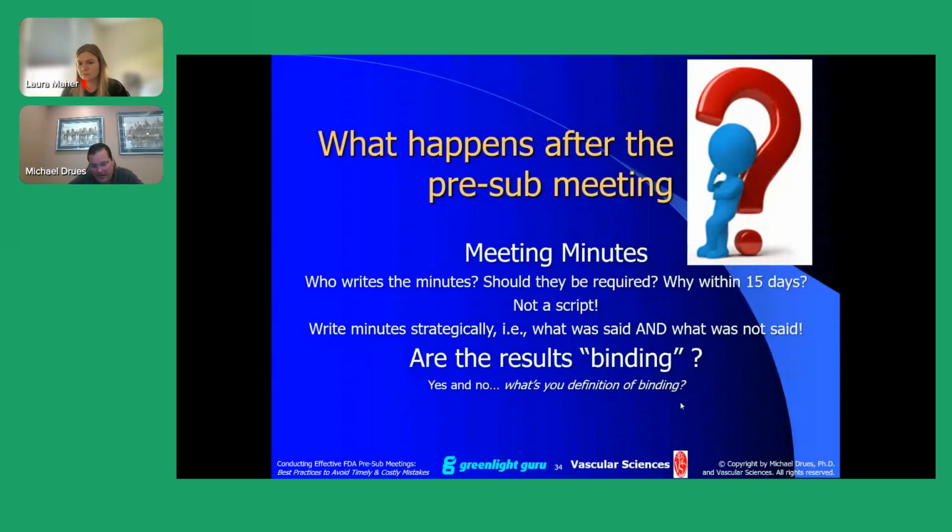Are these results binding? As we said, yes and no. It depends on what your definition of binding is. What's most important about the meeting minutes and about this whole process in general is building and maintaining a relationship with the various FDA reviewers and subject matter experts, and especially with the lead reviewer.